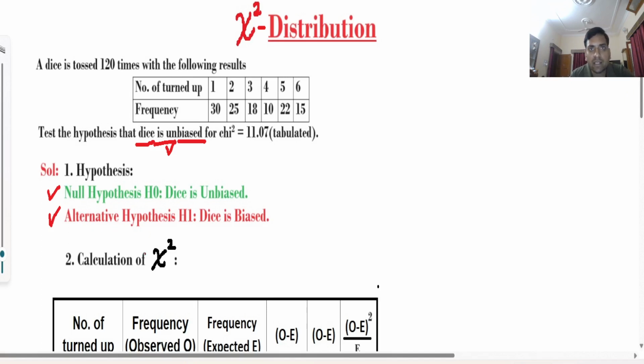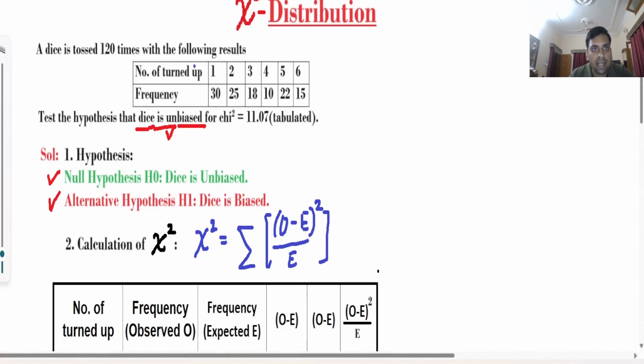Now the second point is calculation of chi-square. This solution is divided into 4 parts. The second part is calculation of chi-square. The formula for chi-square is summation of observed minus expected frequency square divided by expected frequency.